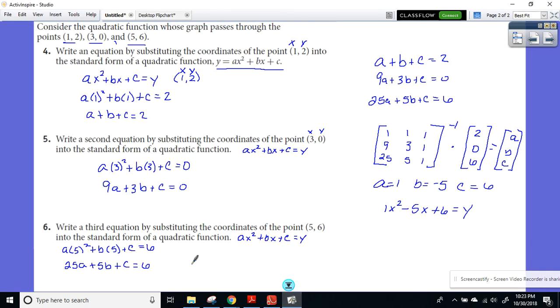So on every single one of your homework problems, you're going to take your XY point, plug it in for X, plug it in for Y, get you an ABC equation. Plug in the 3, plug in the 0, get you an ABC equation. Plug in the 5, plug in the 6, get you an ABC equation. Take those 3 ABC equations, turn it into a matrix. Use your calculator then to solve for A, B, and C.